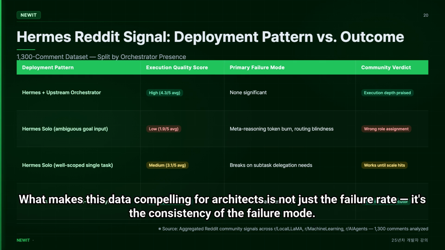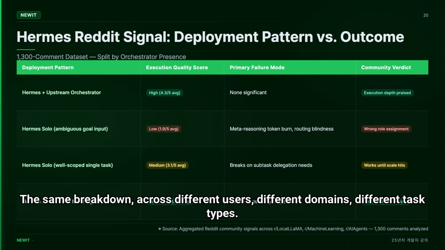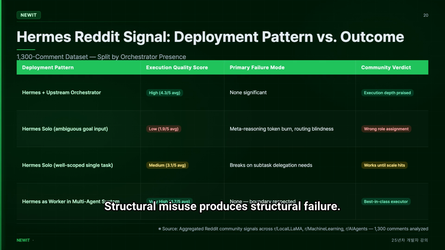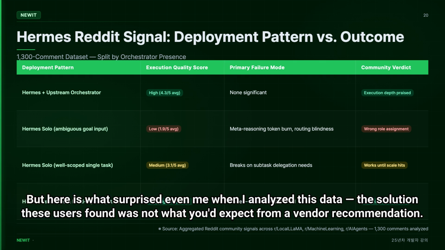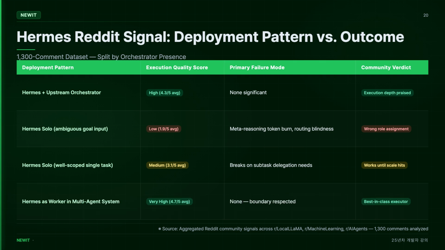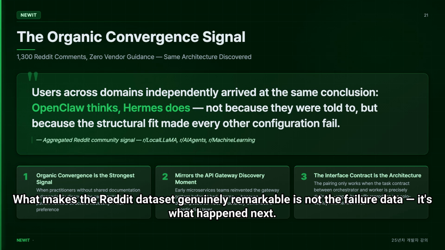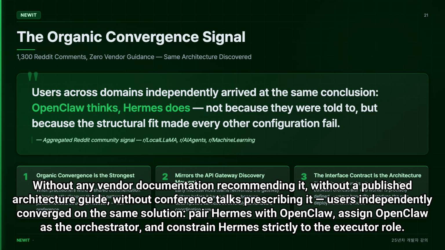What makes this data compelling for architects is not just the failure rate, it's the consistency of the failure mode. The same breakdown across different users, different domains, different task types. Structural misuse produces structural failure. But here is what surprised even me when I analyzed this data. The solution these users found was not what you'd expect from a vendor recommendation. What makes the Reddit dataset genuinely remarkable is not the failure data, it's what happened next. Without any vendor documentation recommending it, without a published architecture guide, without conference talks prescribing it, users independently converged on the same solution.